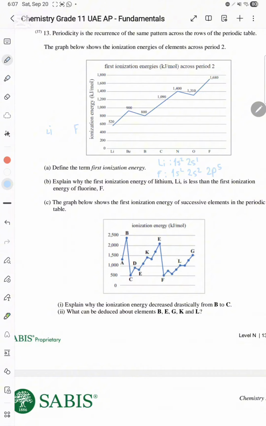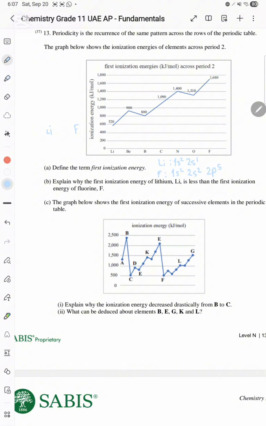So the first ionization energy of lithium is less than that of fluorine because lithium has a lower nuclear charge. Since it has a lower nuclear charge, it will attract its electrons way less, meaning you will need less energy to take away an electron from lithium. Whereas fluorine has a greater nuclear charge. It's attracting its electrons more. So you need more energy to pull away that one electron from it.